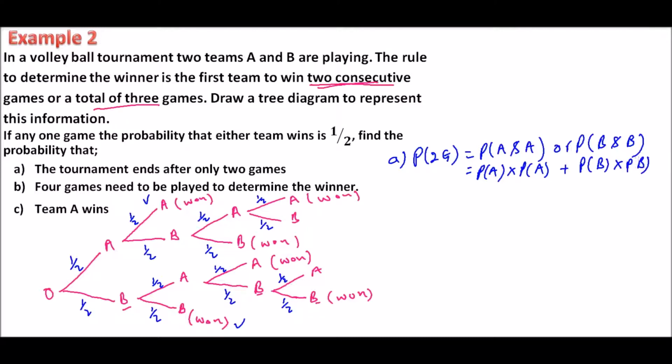That is why I mentioned that in a tree diagram we can combine both mutually exclusive and independent events. So this is a half multiplied by a half plus a half multiplied by a half, and this is a quarter plus a quarter, which is equal to a half. You get a half when you add a quarter and a quarter. So that is the probability that the game ends after only 2 games. Let's go to part B.